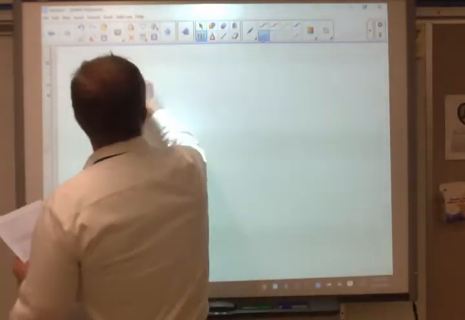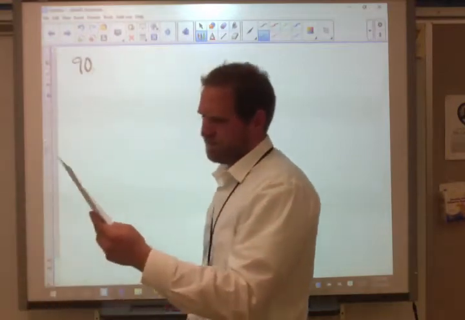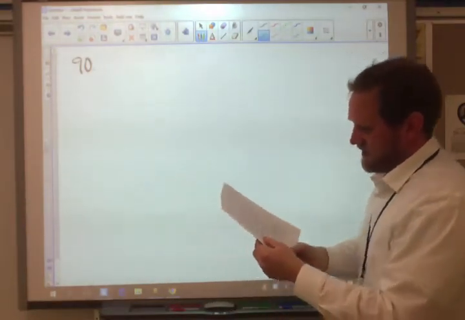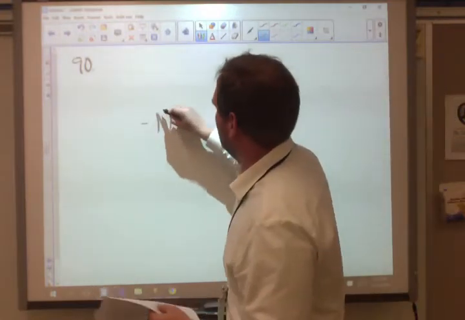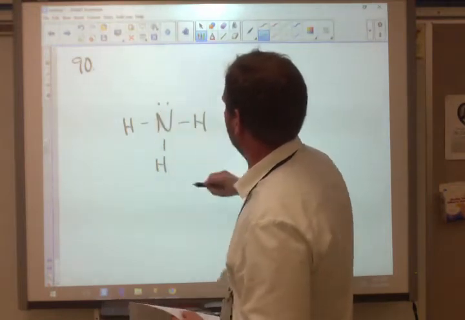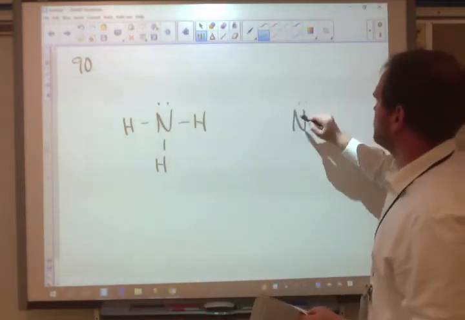All right. 90. Why does NH3 have a higher boiling point than NF3? The dot structures are going to look like this.